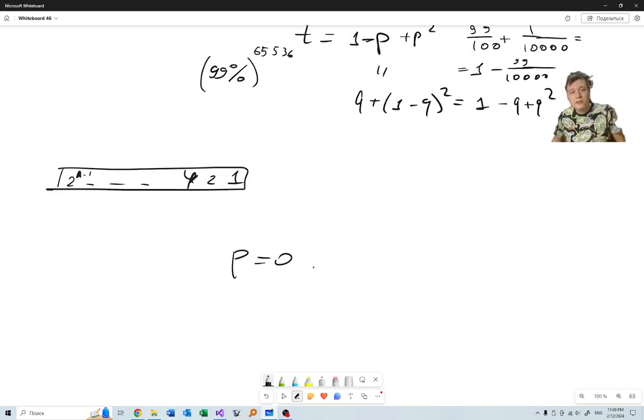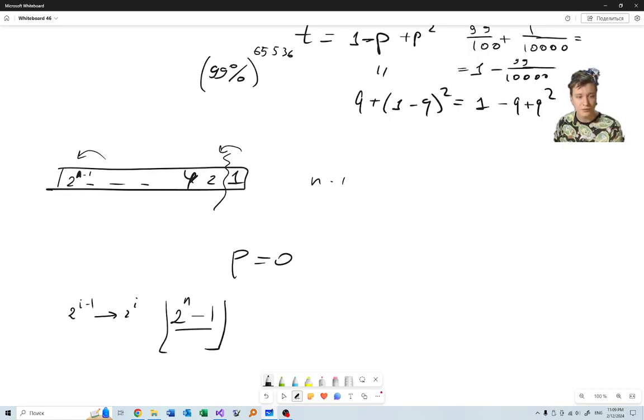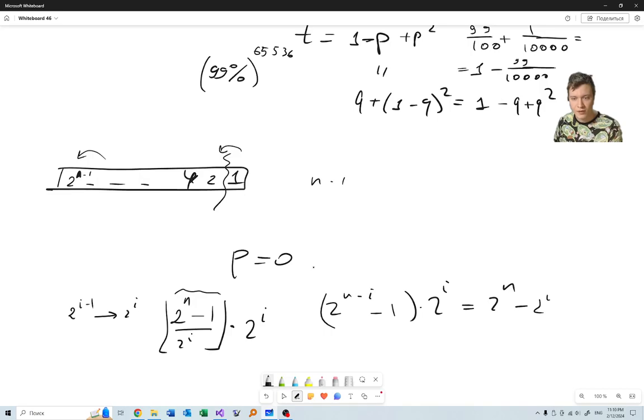Let's explore it. So in this situation, I have n minus 1 types of carry bit. Here are these situations, and the carry from 2 to the I minus 1 to 2i happened 2 to the power n minus 1 divided by 2 to the power I times. And for it, I got 2 to the power I points. So this is simply 2 to the power n minus I minus 1. So this is 2 to the power n minus 2 to the power I.